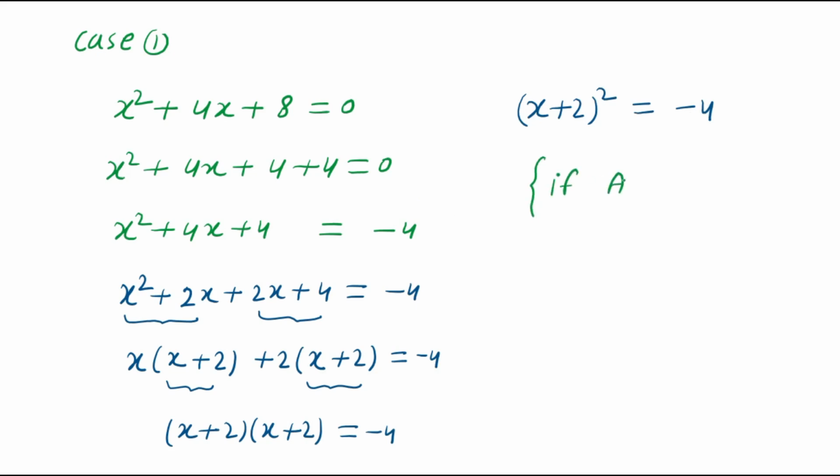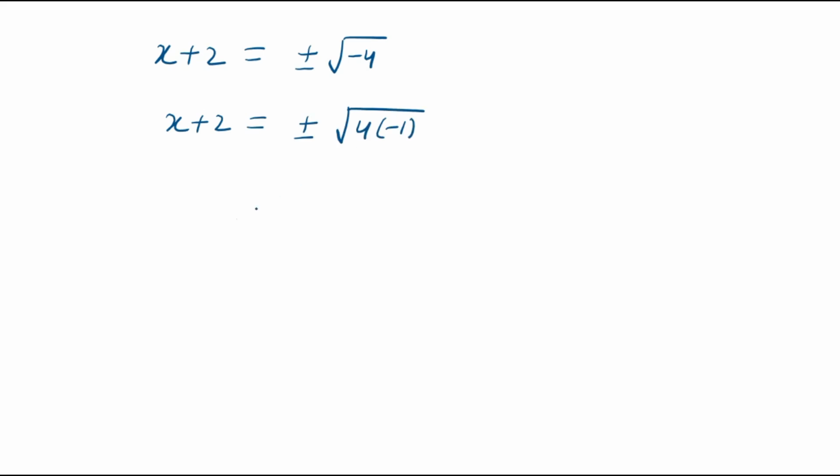If a² = b, this implies the value of a is equal to ± square root of b. Then x + 2 is equal to ± square root of -4. Look carefully, on the left hand side we have x + 2, and this equals ± square root of -4, which is the same as 4 times -1. Now x + 2 equals ±, this expression is the same as square root of 4 times square root of -1.